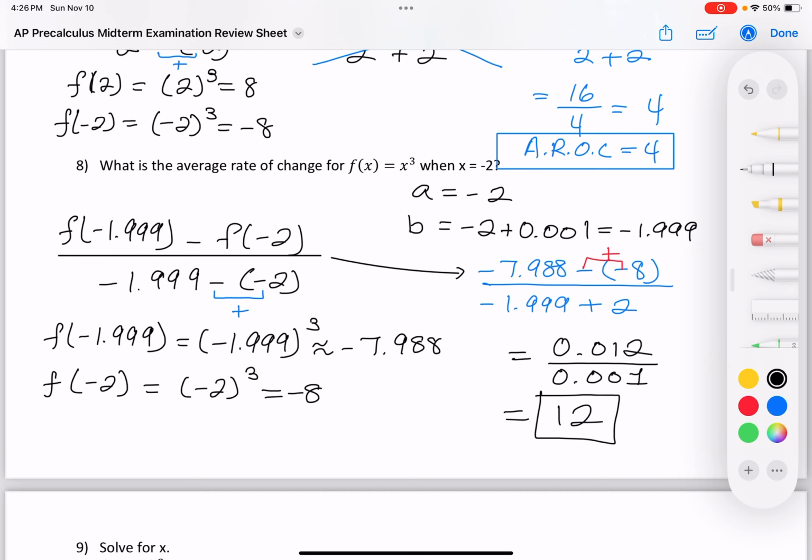And there we go. That is the average rate of change for the function x cubed when x is negative 2. Its instantaneous rate of change is 12. So that is it for 7 and 8.